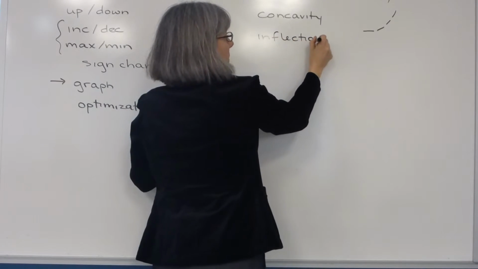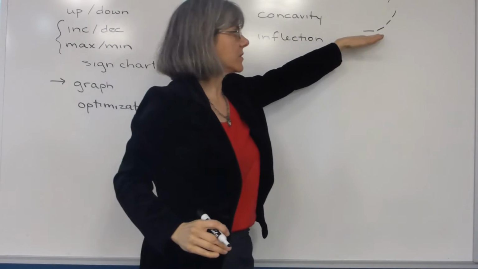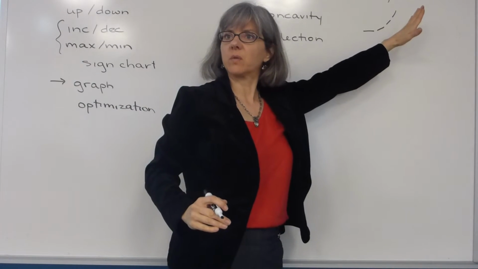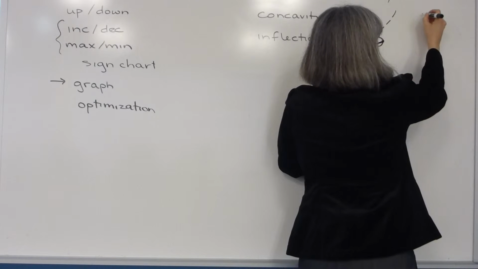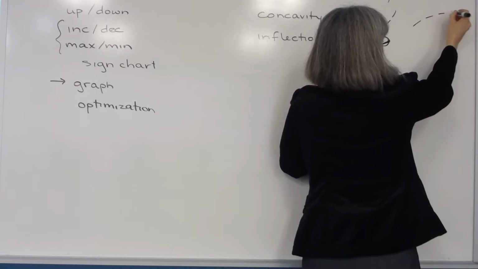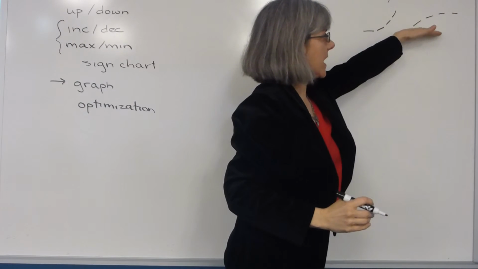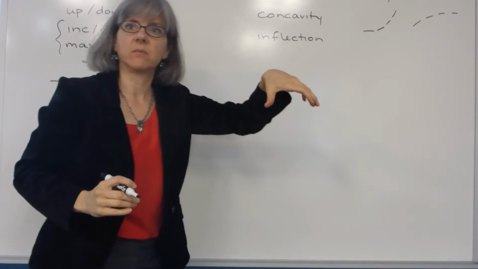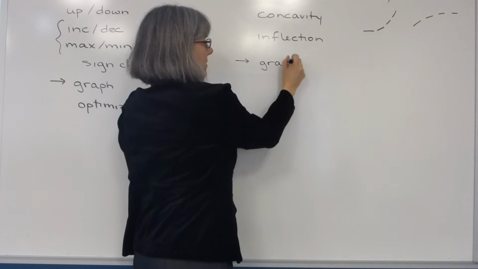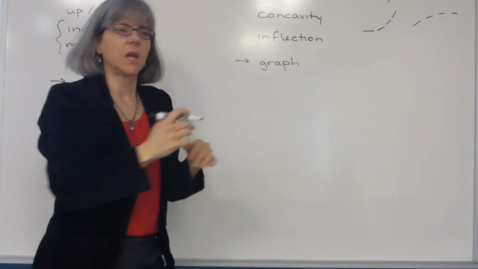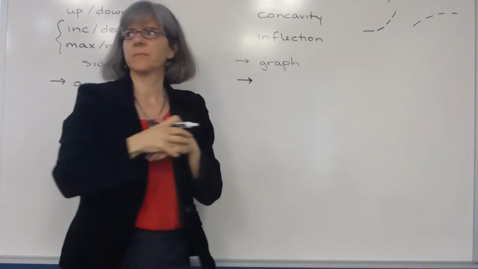Concavity gives us the shape of the curve. So if we have a slope that's increasing, it gives us that upward bowl shape. If we have a slope that's decreasing, the slope is flattening, that gives us that upside down shape. So we can use this for graphing. That's a primary place we use it. Where else have we used it?